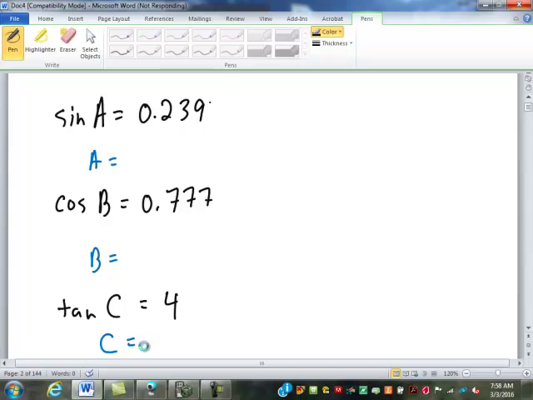You've got a double pump key. Hit it once, it's sine; hit it a second time, it converts to inverse sine. You don't have to use the shift key. Just double pump the sine key.